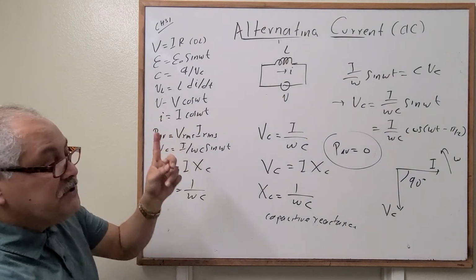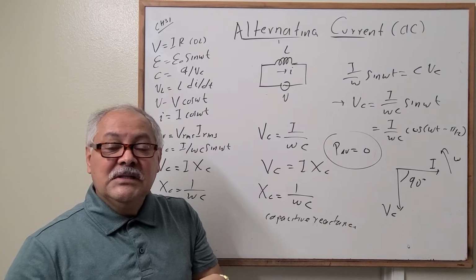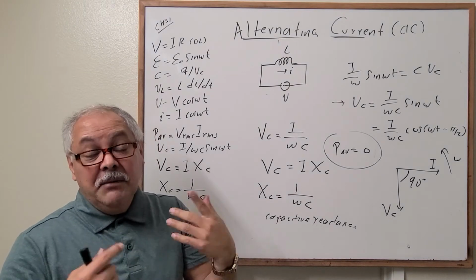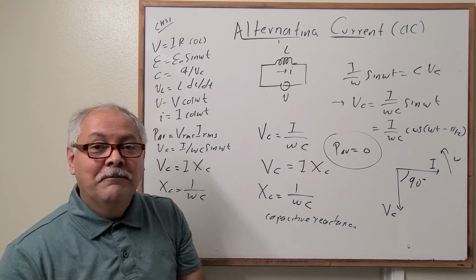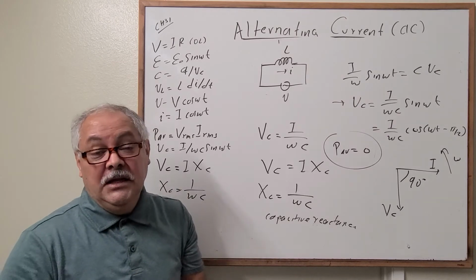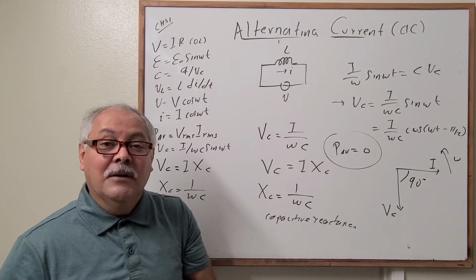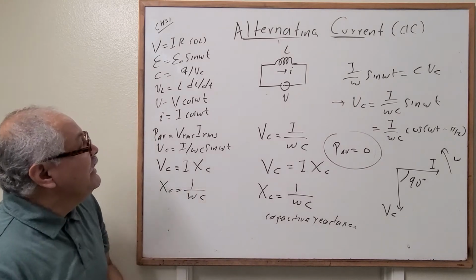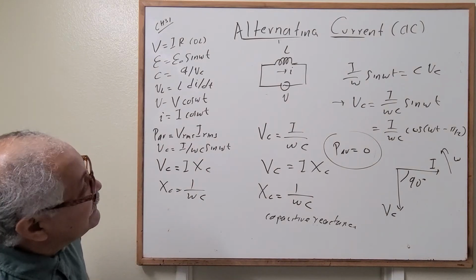Remember when we had the resistor, we found that it was cosine squared. The average of cosine squared is 1/2, and the average of sine and the average of cosine are 0. Perfect. Now let's go again to the inductor.